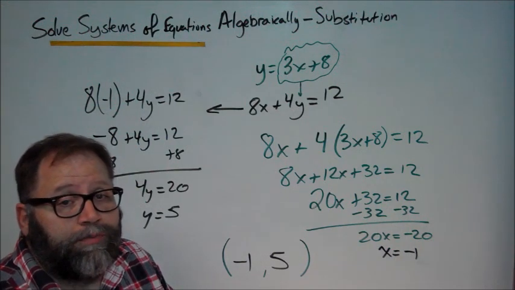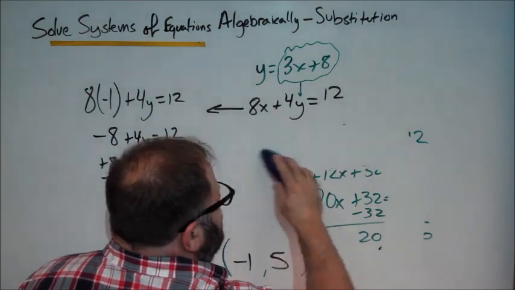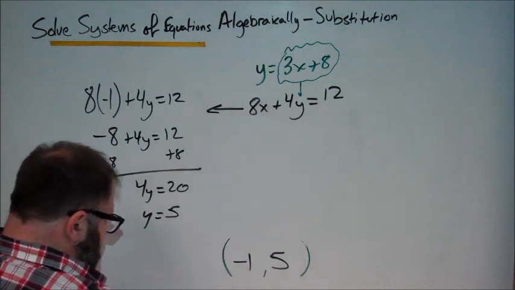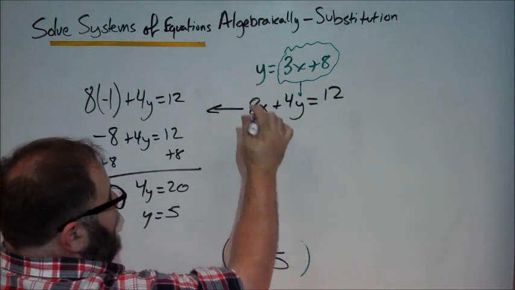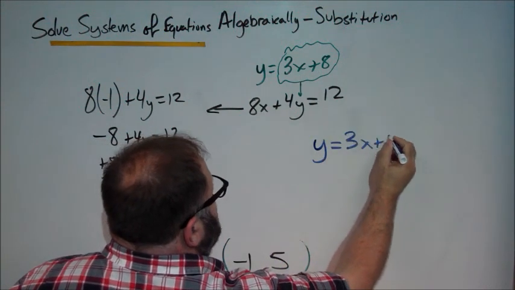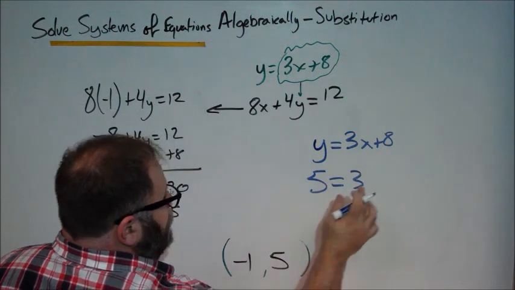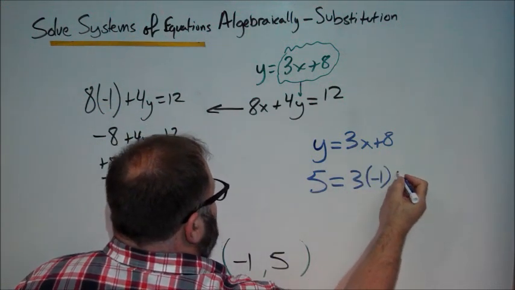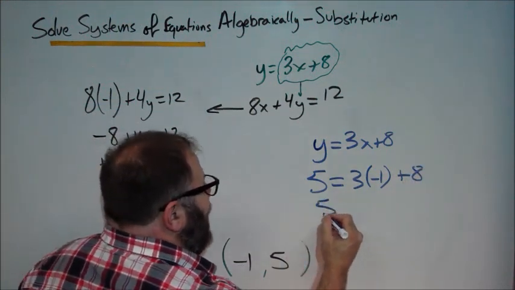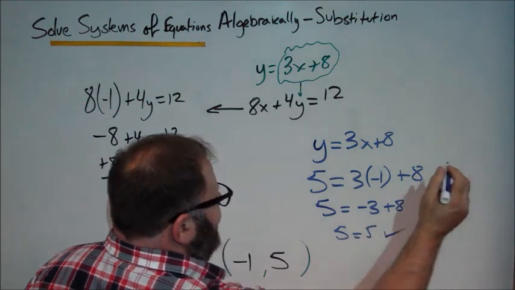Now let's check it. This is the beauty of this work. Every single problem we can figure out if we are right or wrong. I solved this one using this equation, which means I'm going to test it in that equation. In that equation I have y equals 3x plus 8. Let's substitute in for y. 5 equals, let's substitute in for x, 3 times negative 1 plus 8. Can you see it? I can see it. 5 equals negative 3 plus 8. 5 equals 5. That checks.